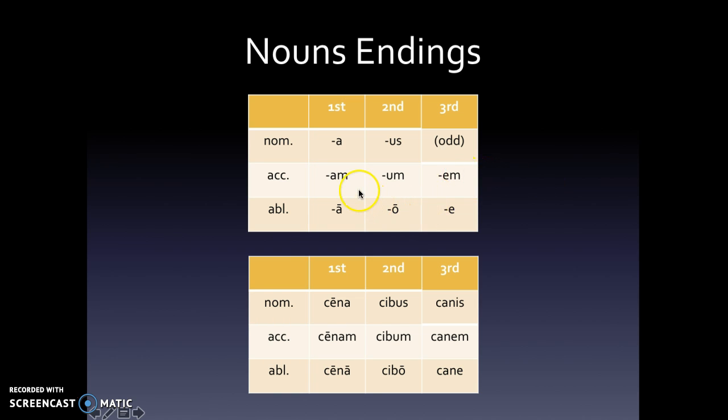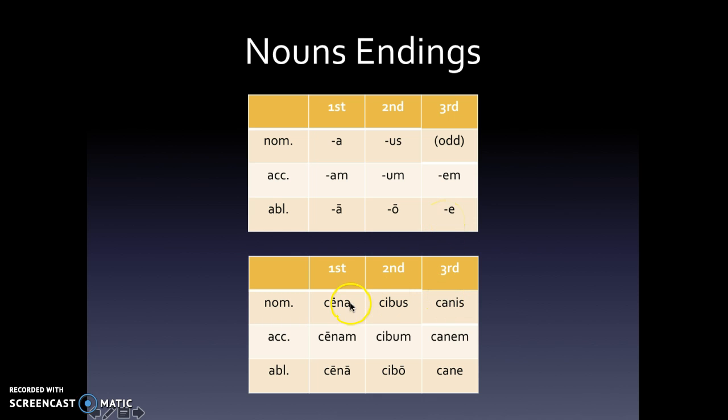Okay, for right now, all of our accusatives end in M. Nice and easy. So we talked about declensions in the first stage. A is the nominative. Am is the accusative. Ā is the ablative. Us is the nominative for the second declension. Um is the accusative. O is the ablative. For the third declension, the nominative singular doesn't really follow a pattern. There's a ton of different things that can go in this box, so we like to call it the odd box. But the accusative singular is standard. It is predictable. It's going to be EM, and then we have an E for the ablative.